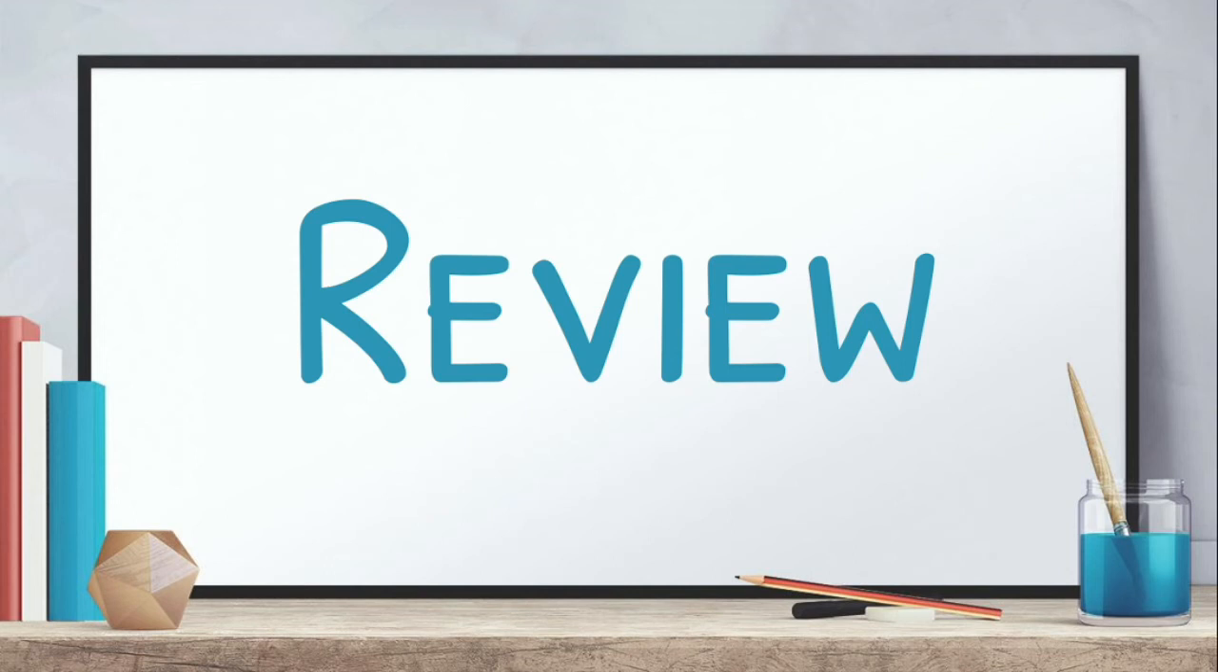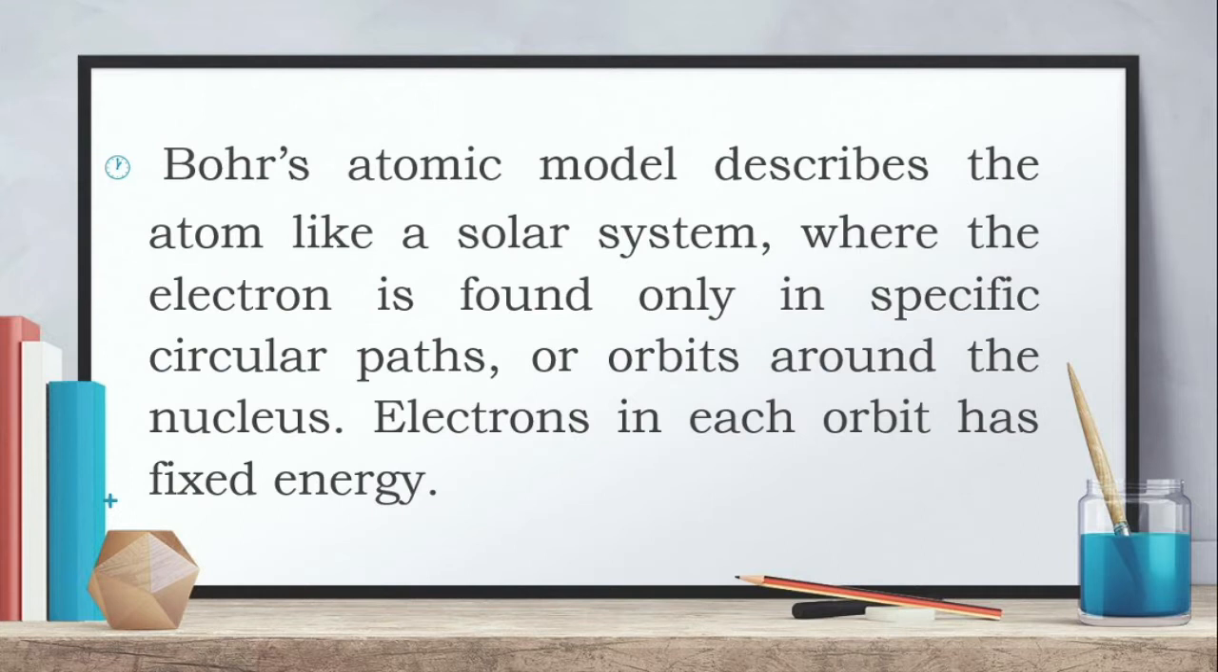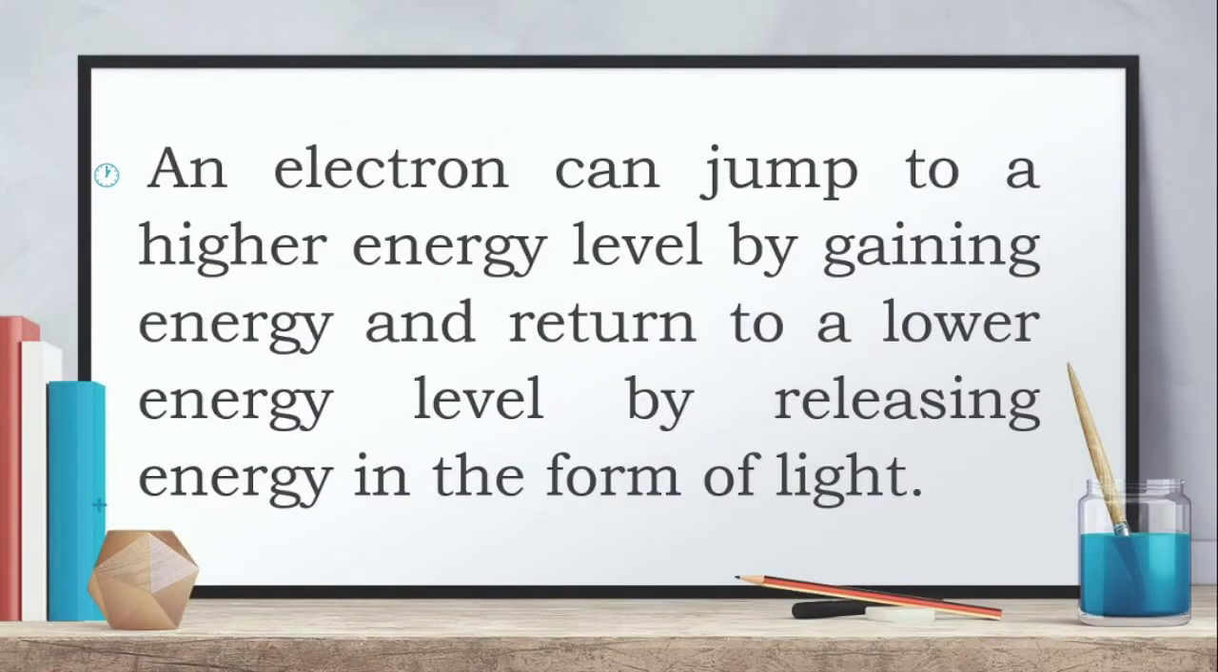We learned that Bohr's atomic model describes the atoms like a solar system, where the electron is found only in specific circular paths or orbits around the nucleus. Electrons in each orbit have fixed energy. An electron can jump to a higher energy level by gaining energy and return to a lower energy level by releasing energy in the form of light.